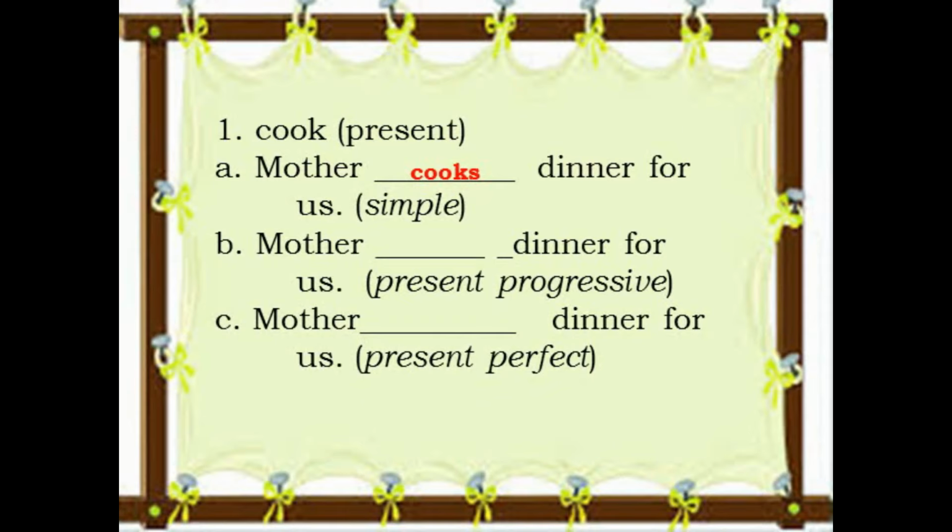B. Mother blank dinner for us. So present progressive. Mother is cooking dinner for us. C. Mother blank dinner for us. Present perfect. Mother has cooked dinner for us.